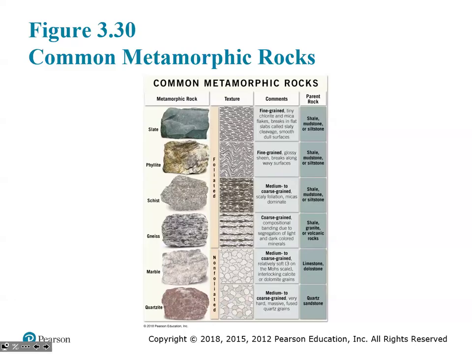Here we have marble. It's medium to coarse grained. It is relatively soft. It has interlocking calcite or dolomite grains. It forms from limestone or dolostone. And then quartzite is medium to coarse grained. It has very hard, massive fused quartz grains. It forms from quartz sandstone.